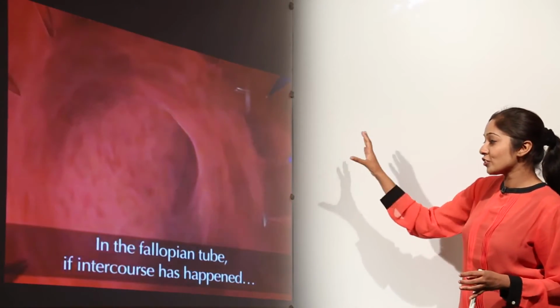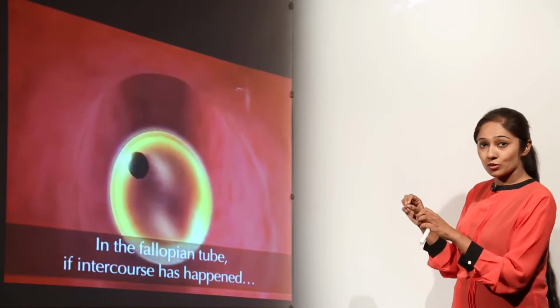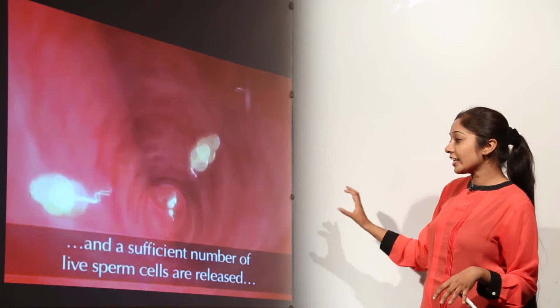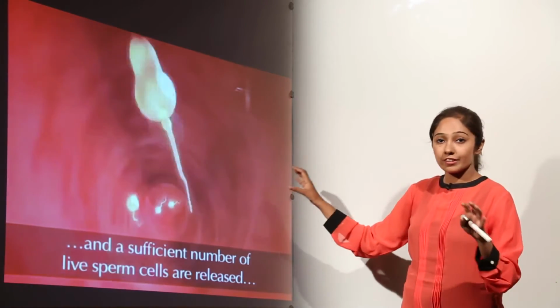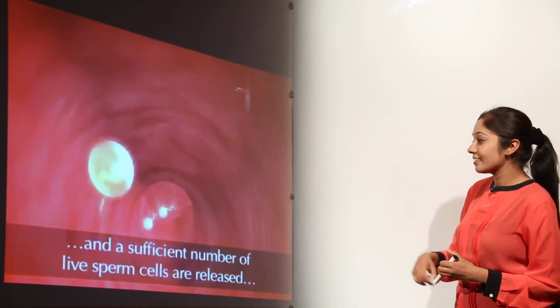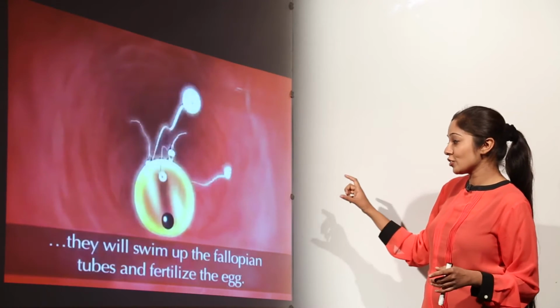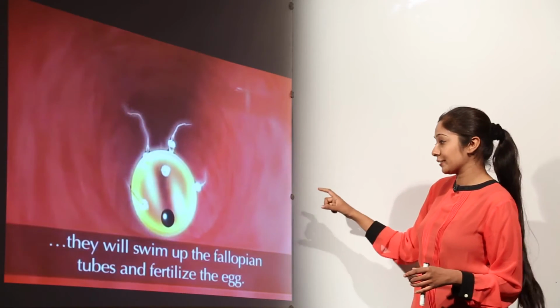And in the fallopian tube, if intercourse has happened, meaning if sperm have fused with the egg, a sufficient number of live sperm cells are released, but only one is going to penetrate. These are millions of sperm cells, and they will swim up the fallopian tubes and fertilize the egg.